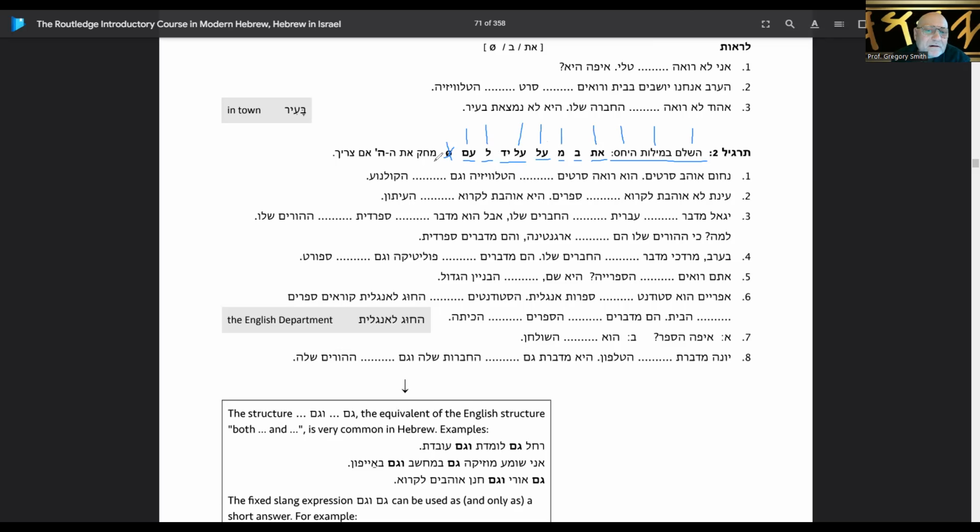Okay, so let's see here. Machak et, I think that's choose. Yeah, choose. מחק. Oh, wait a minute. מחק את. Okay, so delete. I thought it was delete.